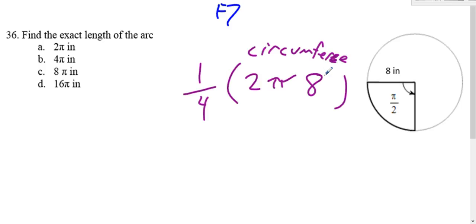We use 3.14 for pi, multiply that out, and you get, well, nope, we're not going to use 3.14 for pi, because pi is in all those answers. So just keep the pi. And you end up 8 times 2 is 16, times 1/4 is 4. So you end up getting just 4 times pi, which is B. If you use 3.14, you then have to use 3.14 for all the answers to see which one's the right one.